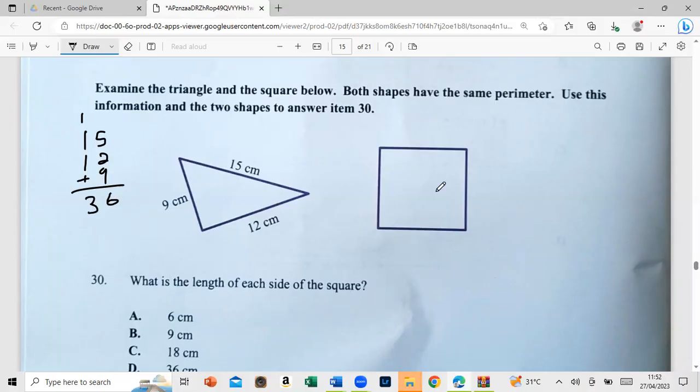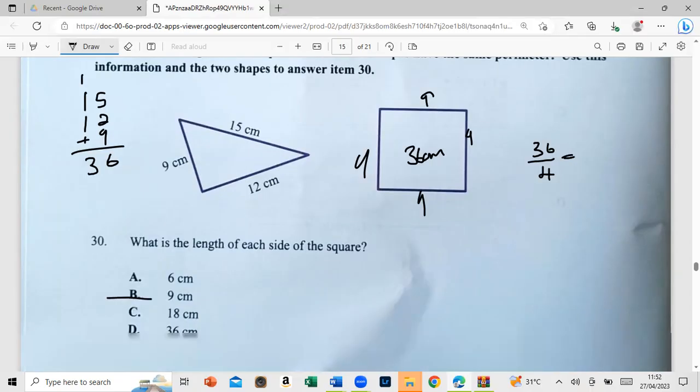So the square's perimeter is 36, and it means that all sides are equal. So we can just divide it by 4, which gives us 9. That means each side should measure 9. So we have 9, 9, 9, 9. The length of each side would be 9. I know some people are going to choose 6 because they might think about area.